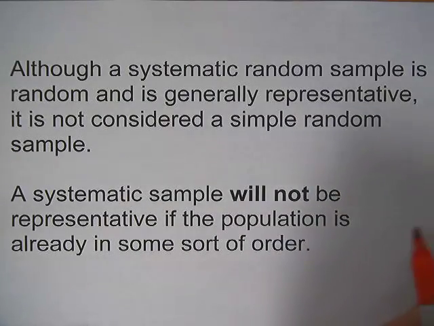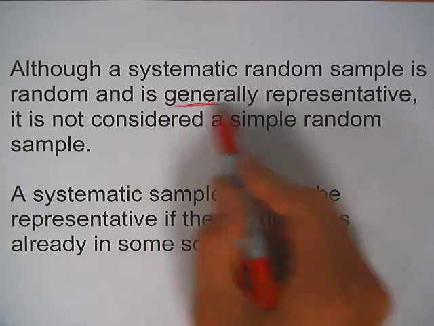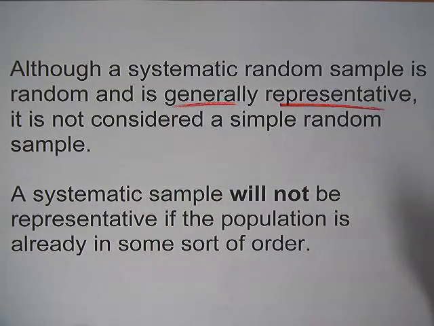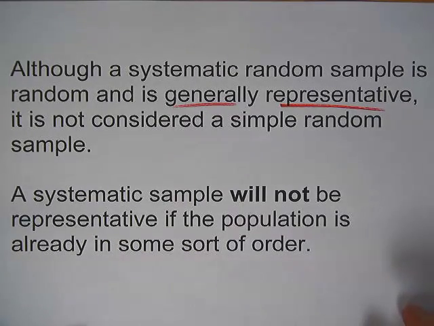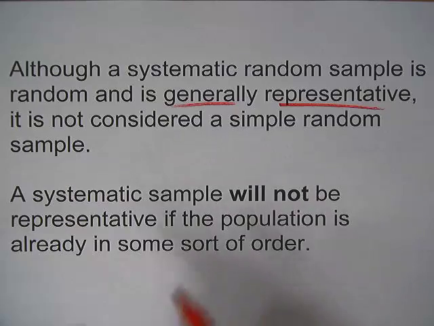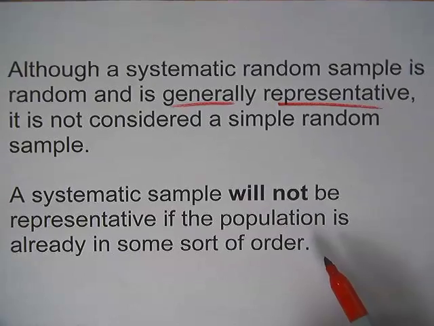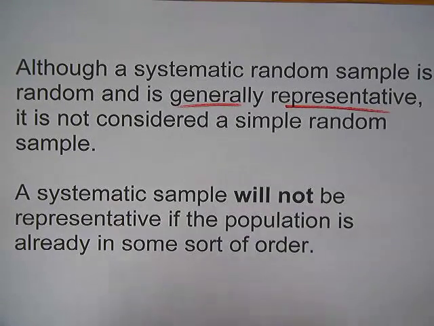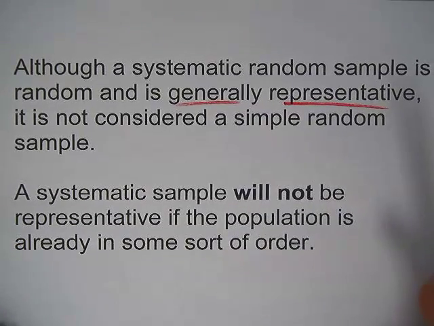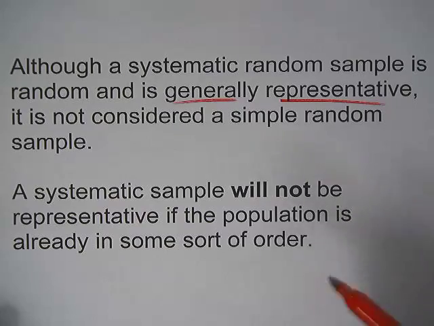So although a systematic random sample is random and generally representative, it's not considered an SRS, or a simple random sample. The other thing to note when you're taking a systematic random sample is that it will not be representative if the population is already in some sort of order. Okay, so the people kind of have to be mixed up. If they already are in order, it's probably best then just to do a simple random sample instead of a systematic random sample. But if they are in a mixed order, usually a systematic random sample will give you a representative sample.